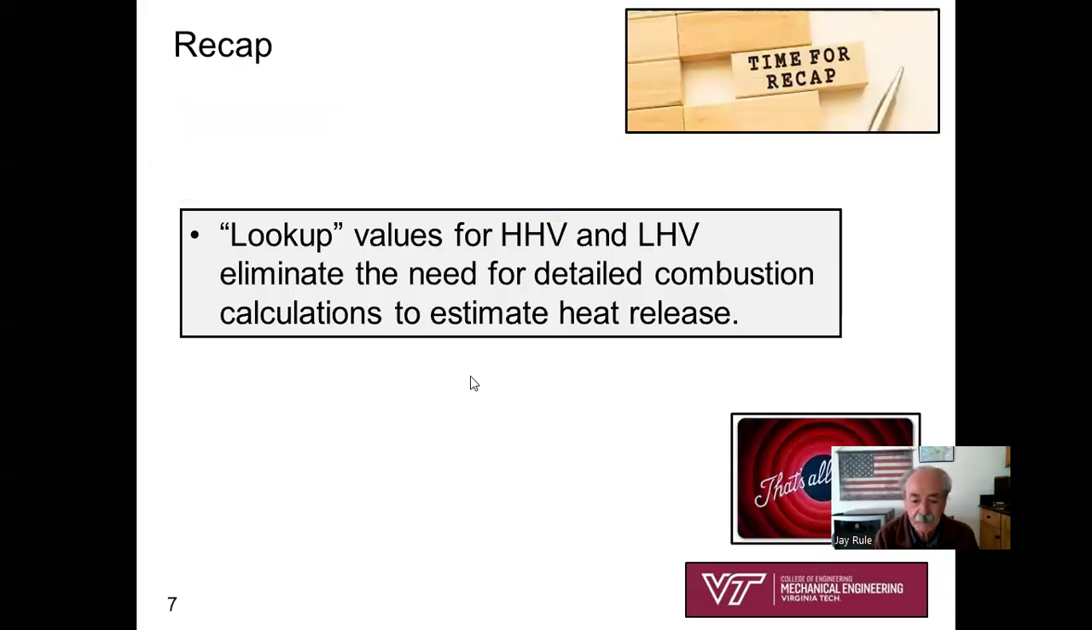And so what's the takeaway from this module? Well, there are lookup values available for higher heating value and lower heating value in that Table A-24. It eliminates the need for detailed combustion calculations to estimate the heat release. It's not exactly science, but it's a good engineering approach when you're comparing fuels and trying to figure out the relative dollars per million BTUs, or the relative dollars per kilojoule, when I'm trying to study the selection of different fuels.